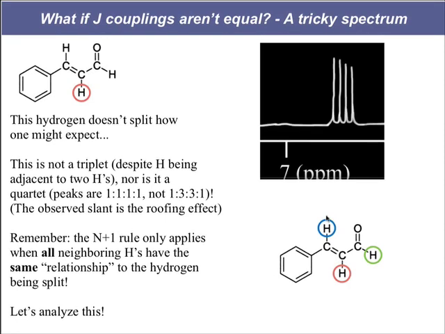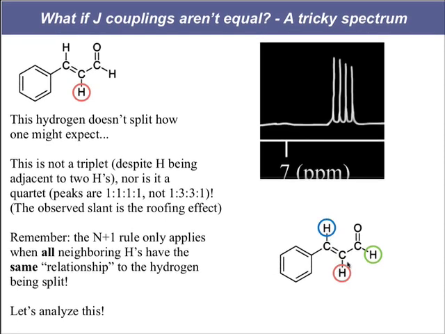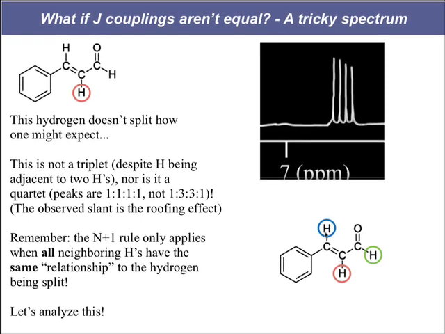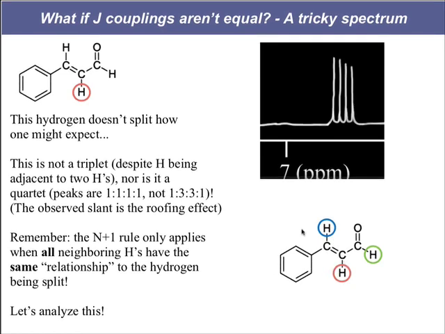If this neighbor on the left was the same relationship to the neighbor on the right, then they would all have the same coupling constant, and it would be a normal triplet having two normal neighbors. So let's figure out what happens here.